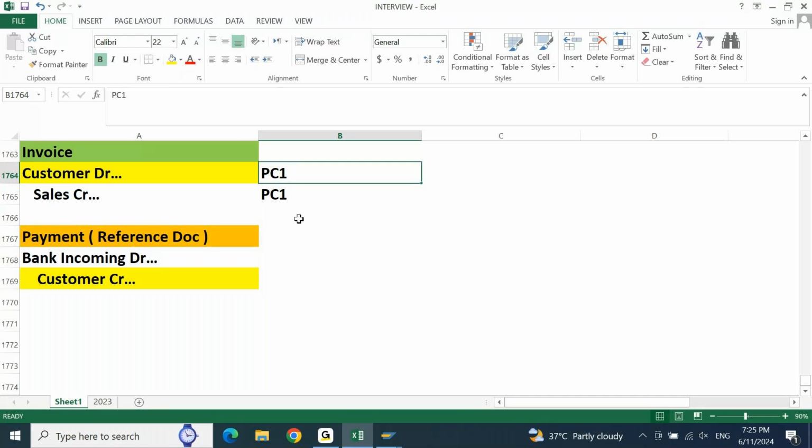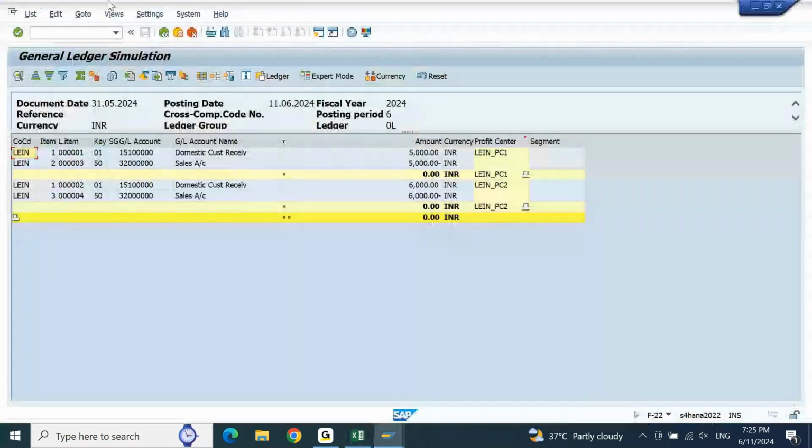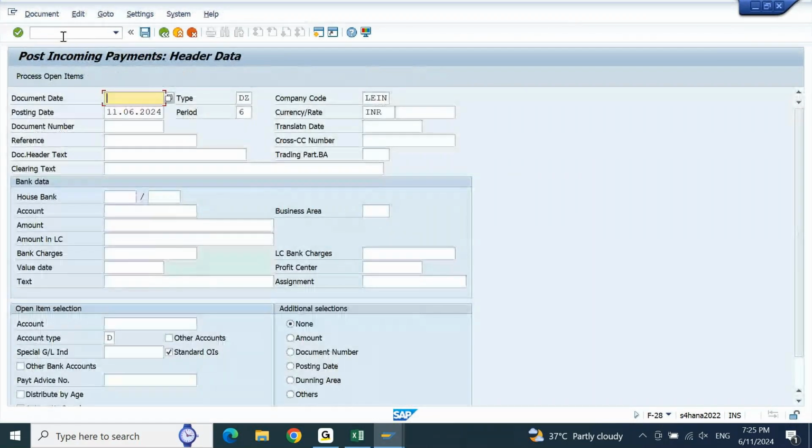While posting the payment, if I go to F-28, customer payment, there is something called account number here. I can feed the bank account number here. Let's say I'll put bank incoming here. Correct? And there is something called a profit center field here. But while making the customer payment, are we supposed to input the profit center here or not? No, we can't. Manual input, you can give it.